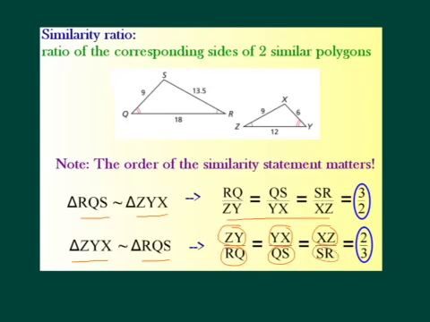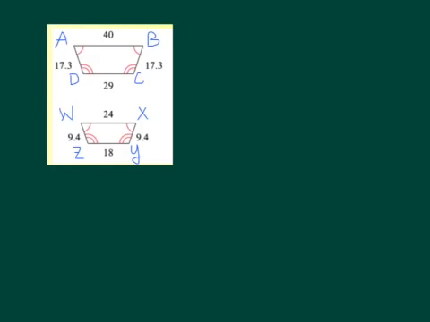Okay, so that changes the similarity ratio. It inverts it, and now it is 2/3. So you have to be careful that the order of the similarity statement matters, and it's going to change your similarity ratio depending on the order you write the triangles. Okay. As an example of two polygons that are not similar, let's go ahead and do this particular example.